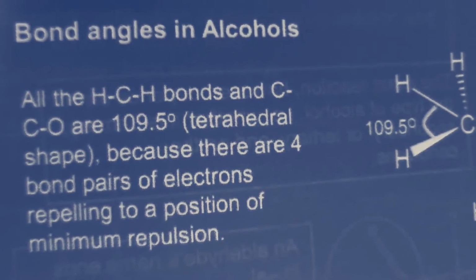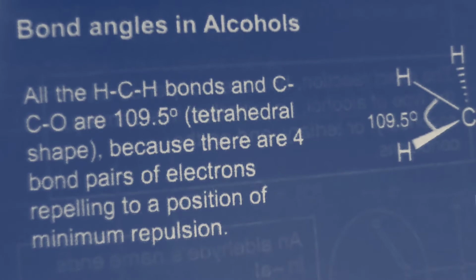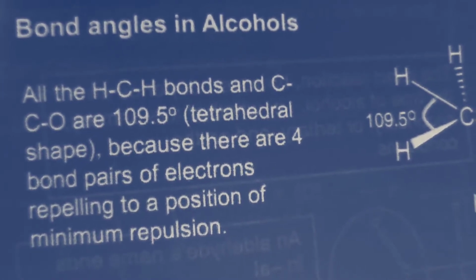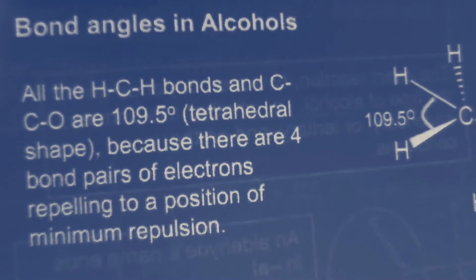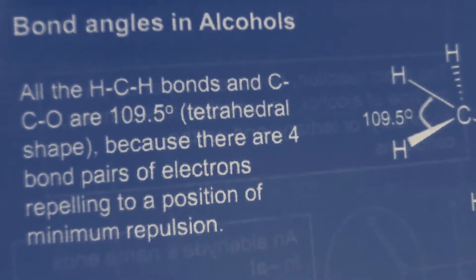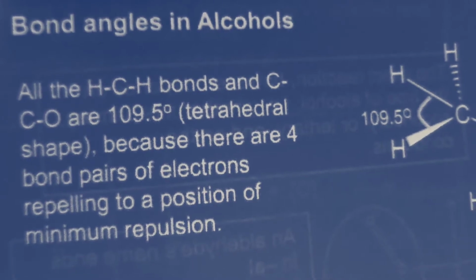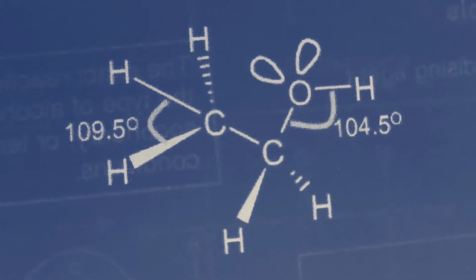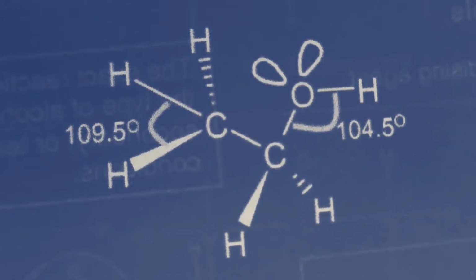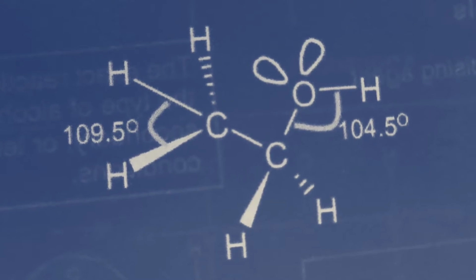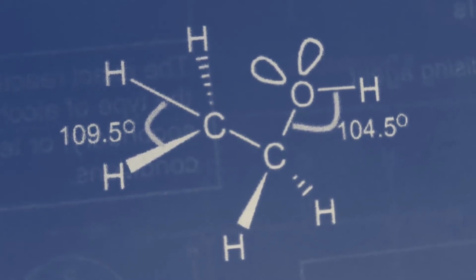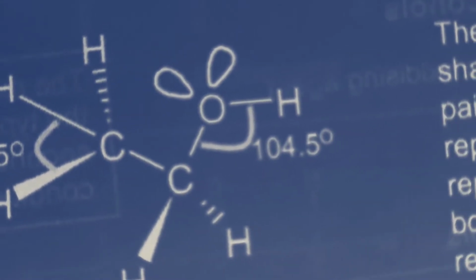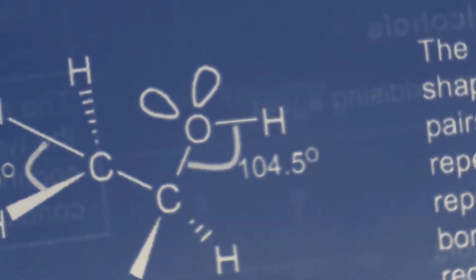Today's topic is bond angle in alcohols. All the hydrogen-carbon bonds and carbon-carbon-oxygen bonds are 109.5 degree tetrahedral shapes because there are 4 bond pairs of electrons repelling to a position of minimum repulsion. So in this one, the bond angle between hydrogen, carbon and hydrogen is 109.5 degree. And the bond angle of hydrogen, oxygen, carbon is 104.5 degree.